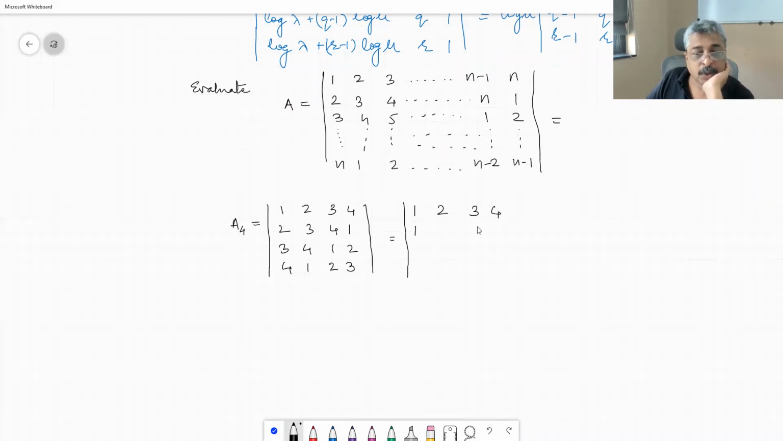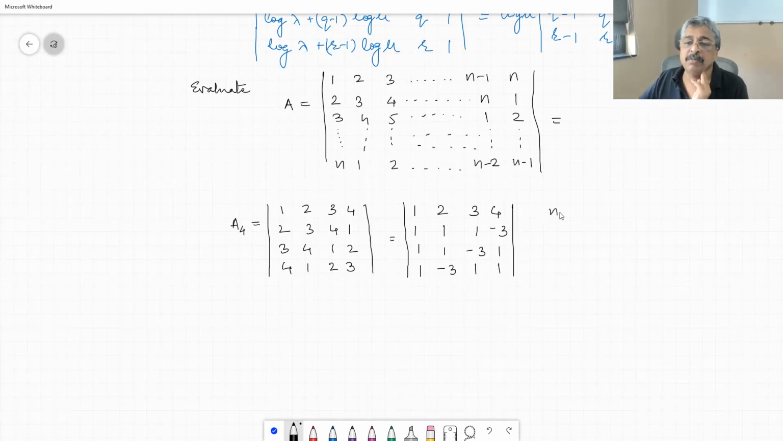1, 1, 1, minus 3. 1, 1, minus 3, 1. 1, minus 3, 1, 1. Okay, what is this? N minus 1th row from nth row. That is the first thing that we will do. We will keep first row as it is and make everything else n minus 1 row, subtract n minus 1 from n.